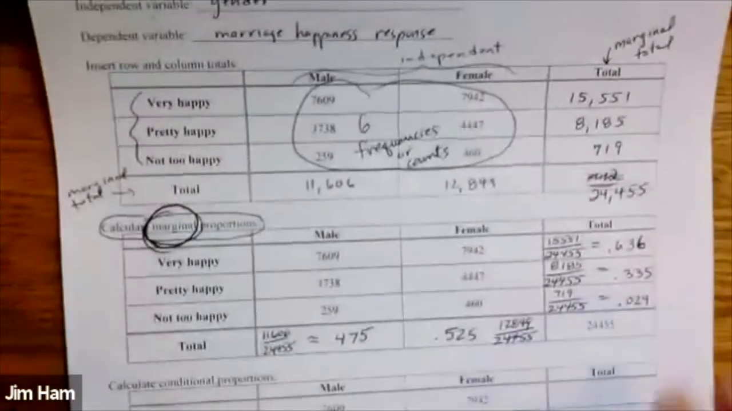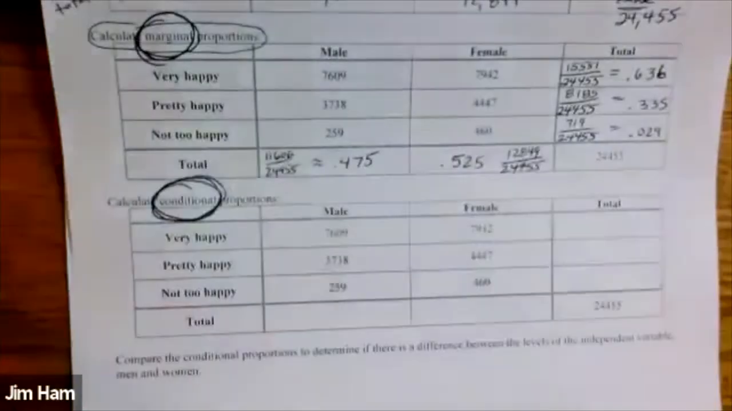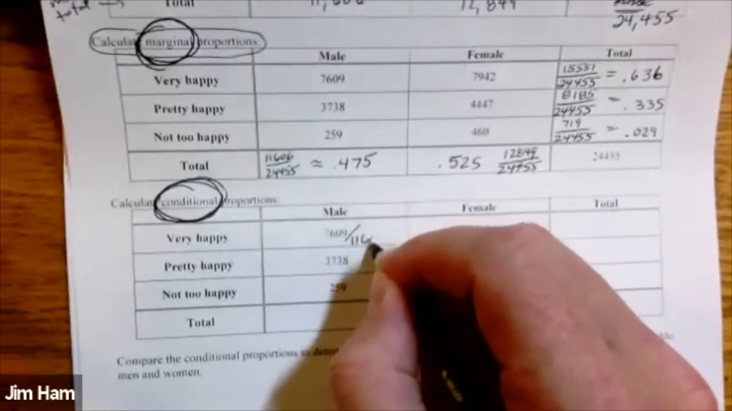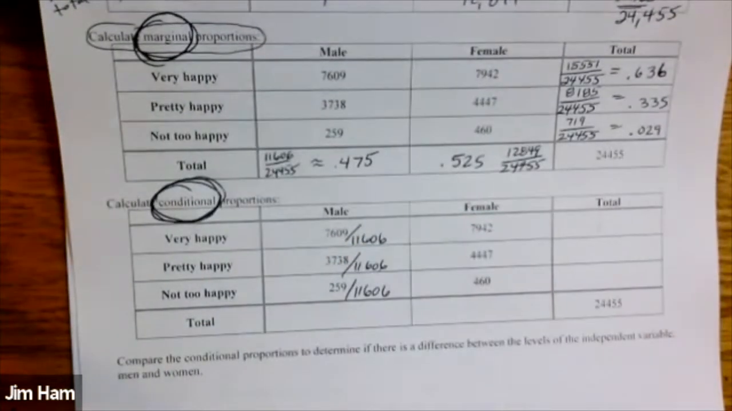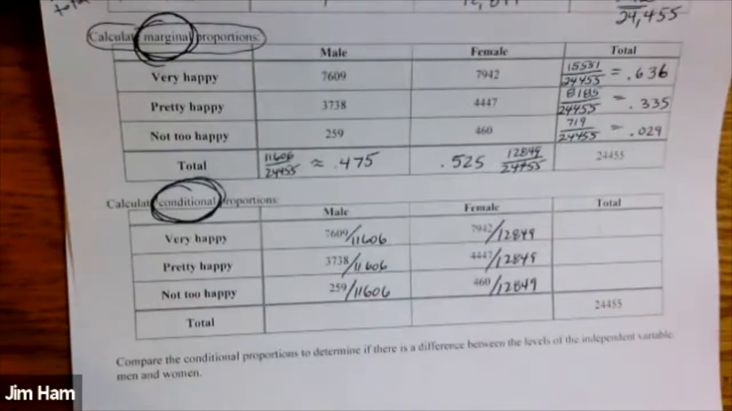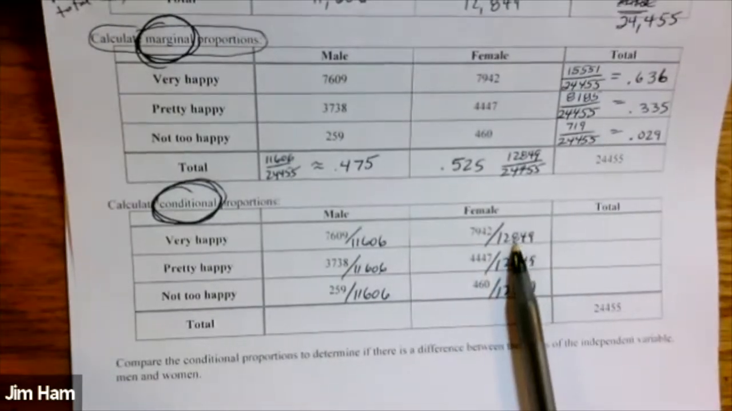Okay, now the last one is the most important one, because this is the one that's going to tell you if there's a difference between the two groups that we're comparing, males and females. Because we're comparing males and females, we're going to divide every one of these numbers by the male total, the 11606. We have more females than males. We're going to divide all the females by the 12849. So just a higher frequency does not necessarily mean that females would respond a certain way over males. So we have to divide by the number in the group.